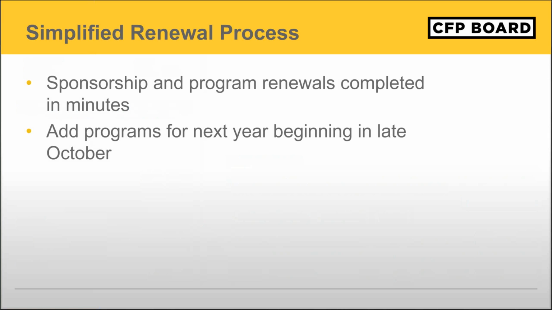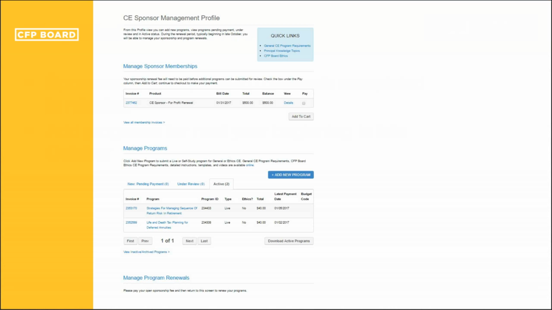Our renewal process has always been awkward and cumbersome. We tackled that hurdle head-on and created what is a simple 4-step process. Sponsorship and program renewals can now be completed in minutes. You will start adding programs for next year immediately after paying your sponsorship renewal. The CE renewal period will open annually in the 3rd week of October. When you receive the announcement that the renewal period is open, you will log in and pay your sponsorship fee.